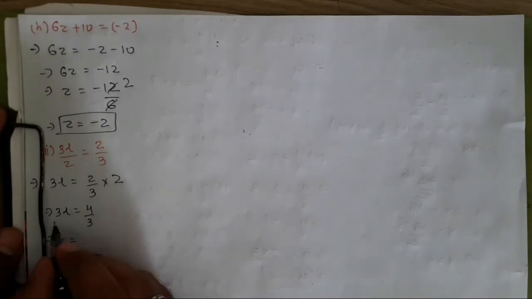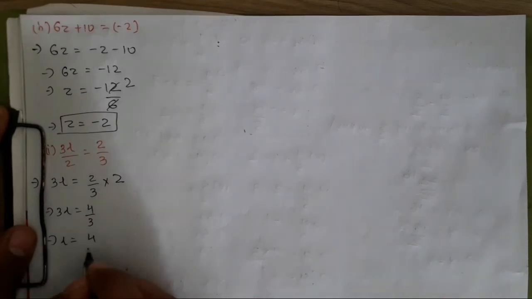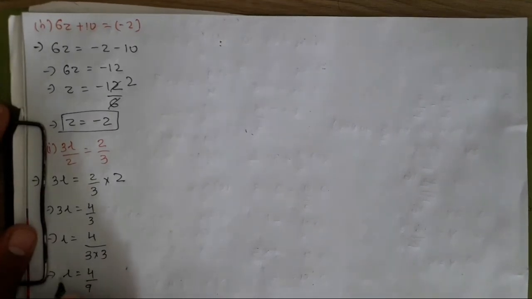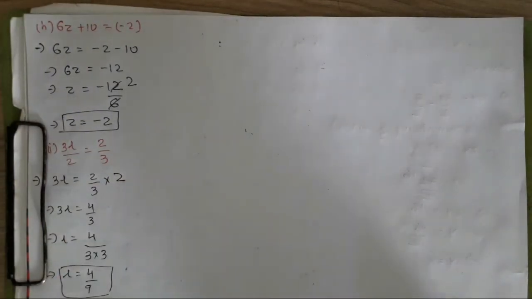Now I have to find the value of l. So for that, this is in multiplication. If I take it to the other side, then it will come in division. So 4 divided by 3 into 3. So l is equal to 4 divided by 9 is a solution of the given equation. So if I put 4 divided by 9 here in place of l, then I will get 2 by 3 on RHS. Now the next one, 2b divided by 3 minus 5 is equal to 3.